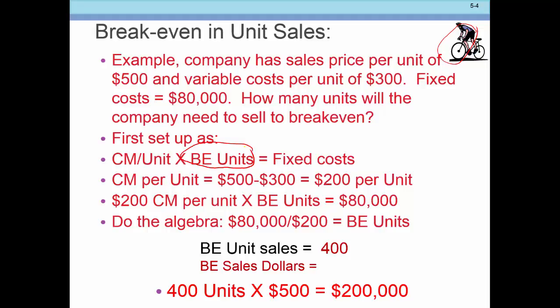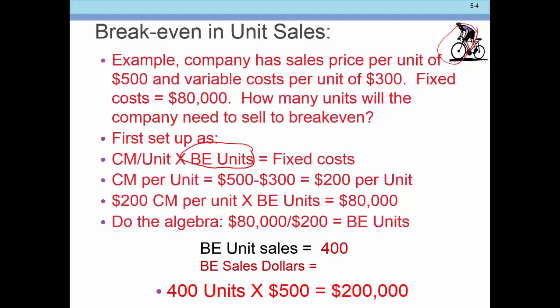So if I have $200 going towards my fixed cost, how many units do I have to produce to generate $80,000, right? And so I simply do the algebra, which is take the 80,000, divide that by the $200 contribution margin per unit, and if I produce what? If I produce 400 units, I'll break even, won't I?